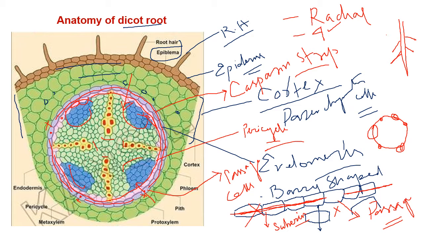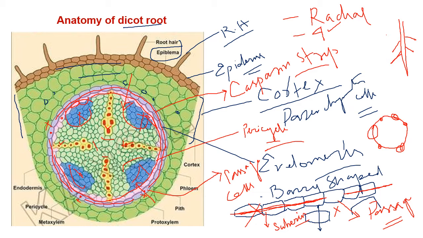We have 4 xylem and 4 phloem and 4 xylem. 1, 2, 3, and 4 xylem and 4 phloem strands. Now, the number of these strands is generally 4, but it cannot exceed 6. It is less than 6 always in case of dicot root.